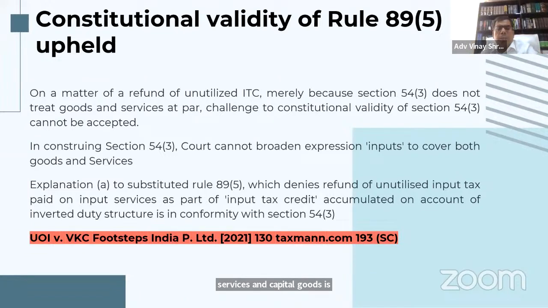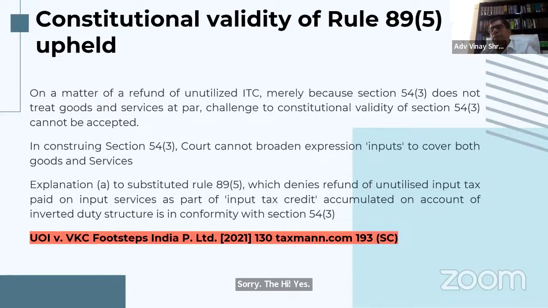But the Honorable Supreme Court said that no, Rule 89(5) is in consonance with Section 54, and it was held that Section 54 subsection 3, which uses the word inputs, because the condition for claiming the refund was that the rate of tax on inputs should be greater than the rate of tax on output.